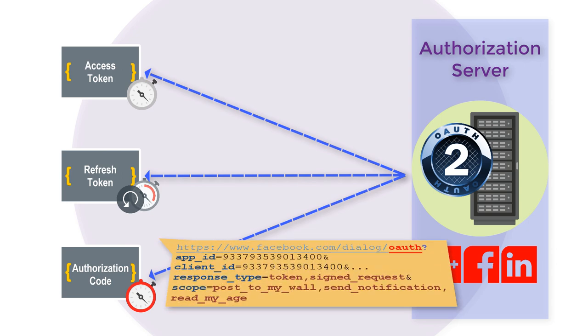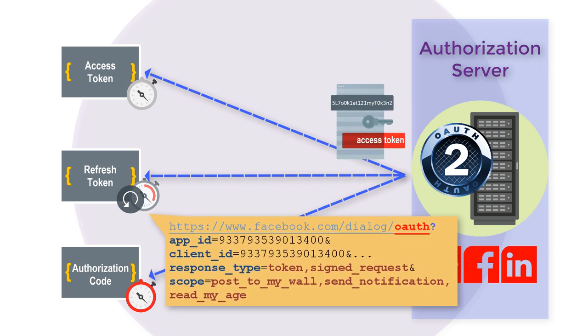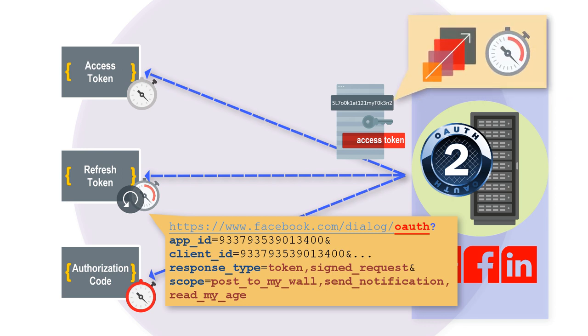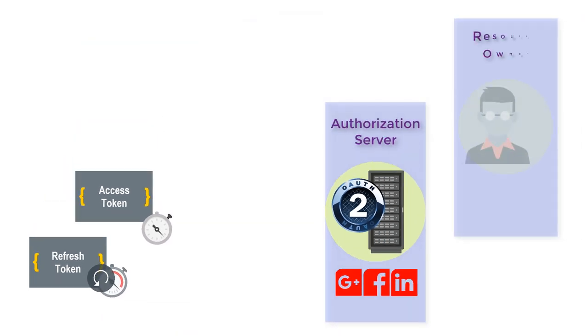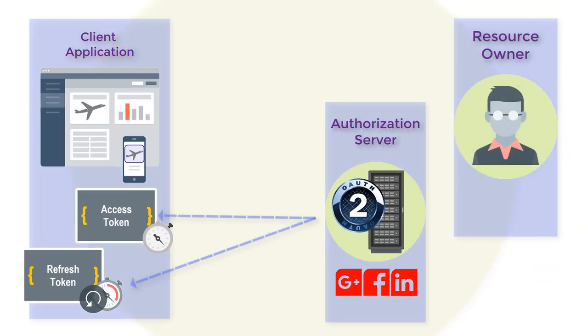The scope is a parameter, which is included when a client app makes a request to the authorization or token endpoints. OAuth scopes provide a way to limit the amount of access that's granted to an access token. For example, an access token issued to a social network application might include post to my wall, send notification, or read my age. The client application can trigger processes or access users' data through these tokens. An access token proves that the user has given consent to access specific information or resources.